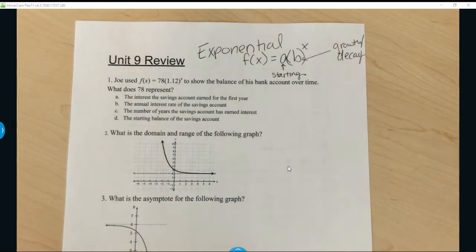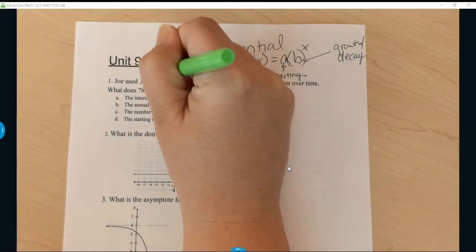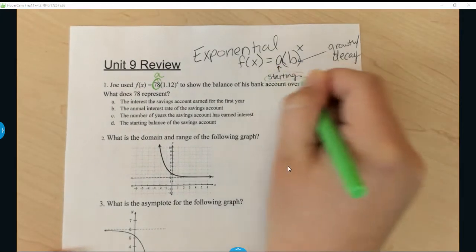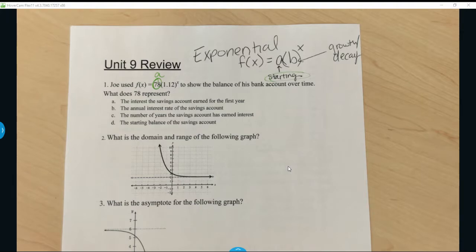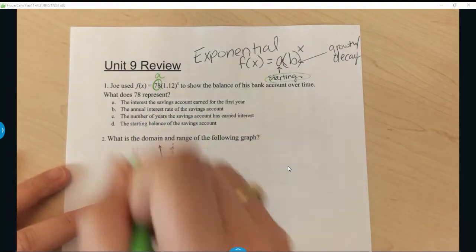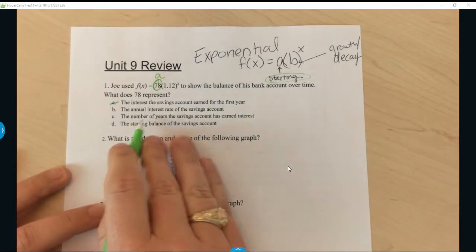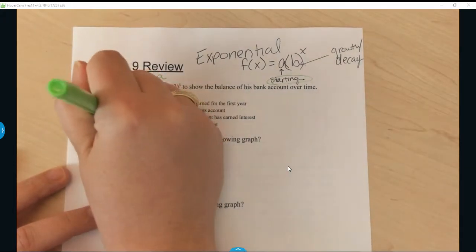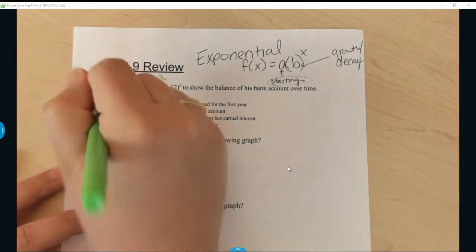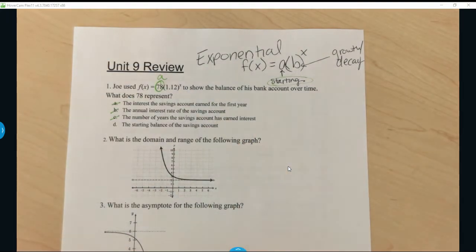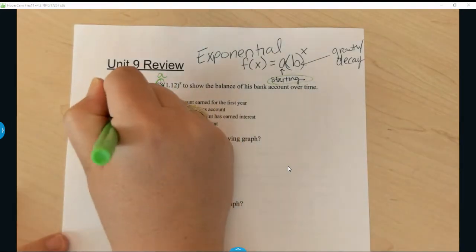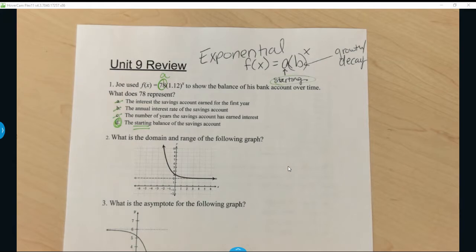Well, if I'm thinking 78, I should be thinking that looks like it's going to be in the A spot. So we know that our A is going to be the starting value. Reading through the choices. The interest the savings account earned? No. The annual interest rate of the savings account? No. The number of years the savings account has earned interest? Nope. So that leaves us with the last one, the starting balance of the savings account. That's looking good. D would be your answer for number 1.